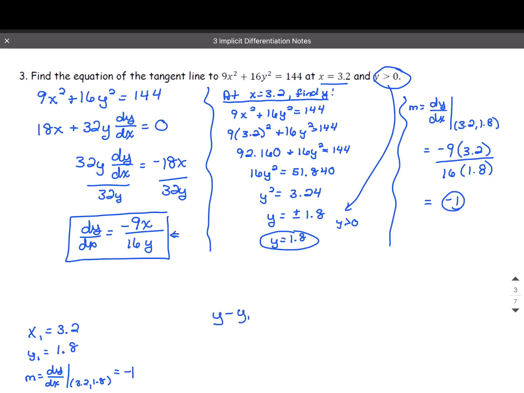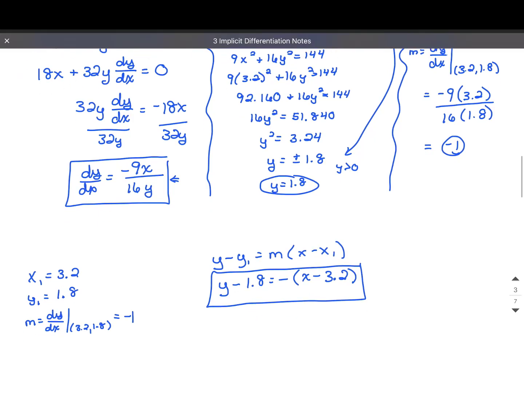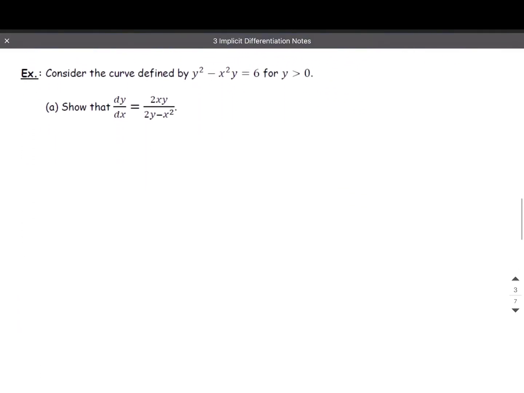Now for our tangent line, we're going to use the point-slope form of the equation of a line, and it's y minus 1.8 equals the slope, negative 1, times x minus the x value, 3.2, and there we go. We have the equation of a tangent line. Whew. Okay, I have one more problem here, and this is a free response problem.